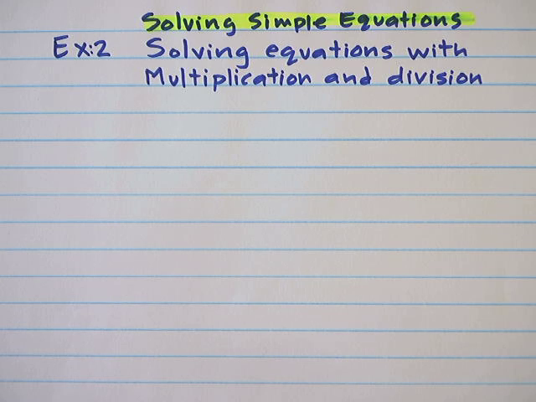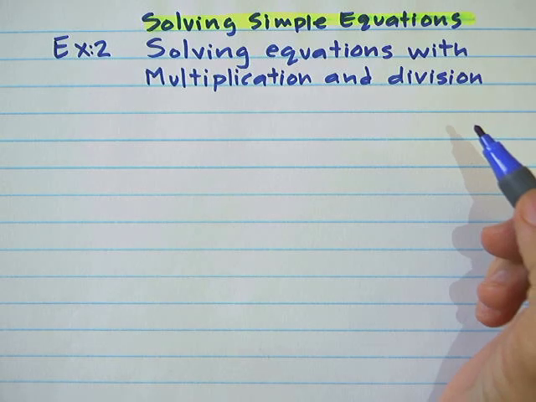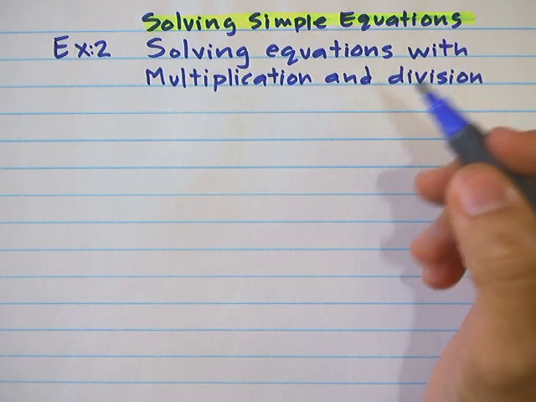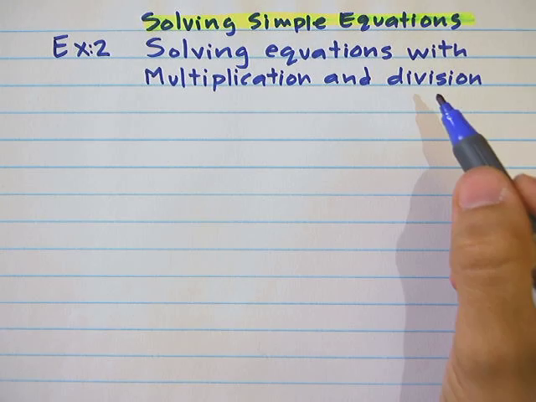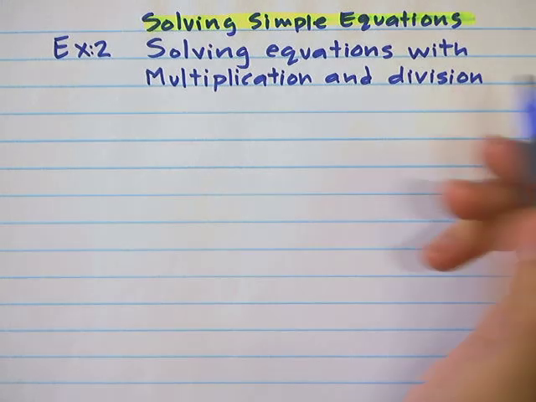Okay, so solving simple equations. This time, equations with multiplication and division. So multiplication and division are inverse operations of one another. I say opposite, which is a simpler term, but multiplication can be reversed with division, and division can be undone with multiplication, and vice versa.